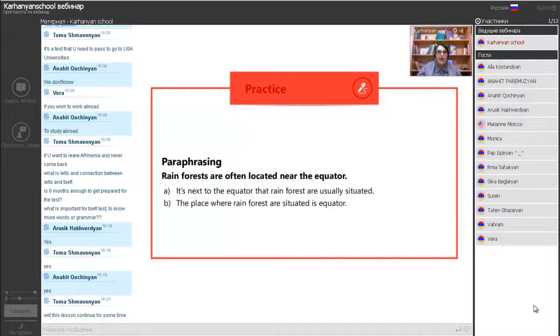So who can write me? A or B? A: It's next to the equator that rainforests are usually situated. B: The place where rainforests are situated is equator.